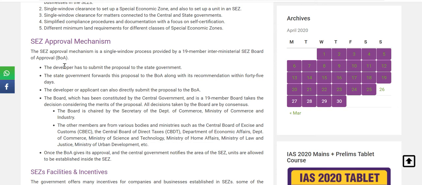Land acquisition and allocation of land is under the state government, while the central government makes a set of rules for the SEZ. So the developer who wants to develop a particular SEZ gives a proposal to the state government. The state government then forwards it to the board of approval.